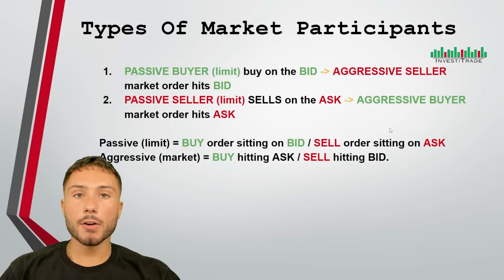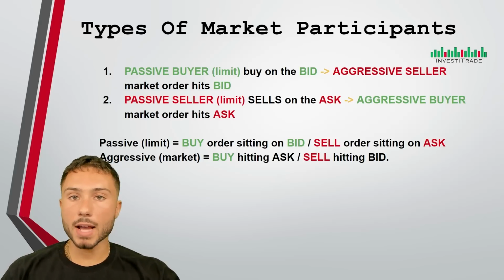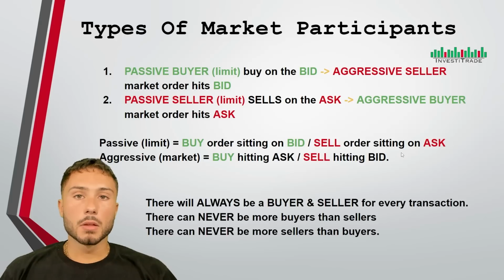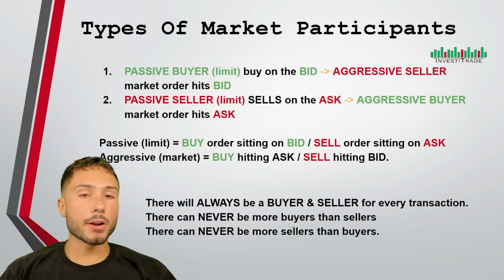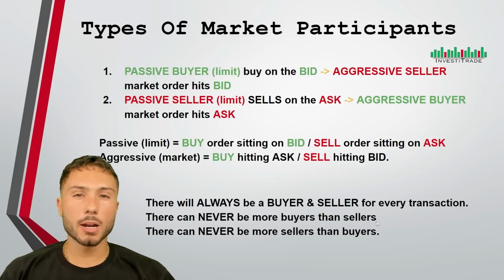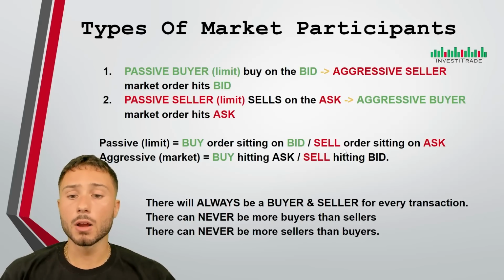You always have a buyer and a seller, and you always have a market and a limit order. You always have an aggressive versus a passive order. There will never be more buyers than sellers, and there will never be more sellers than buyers. I always hear people say, oh, there's more buyers in the market, or oh, there's more sellers in the market. It has to go down.